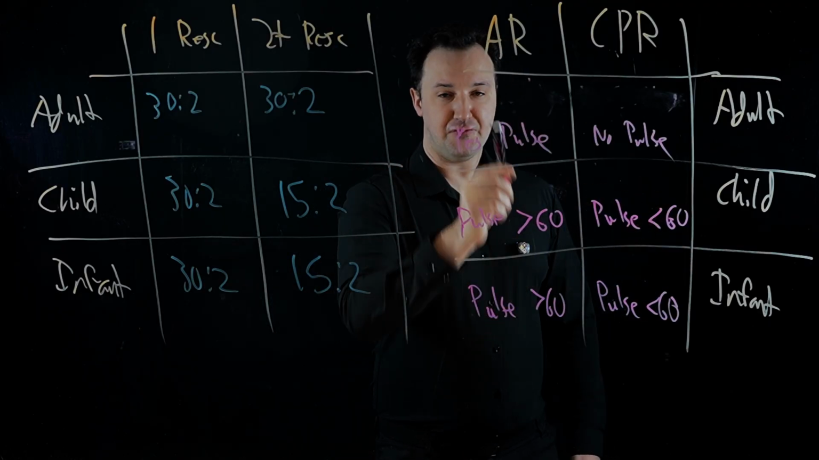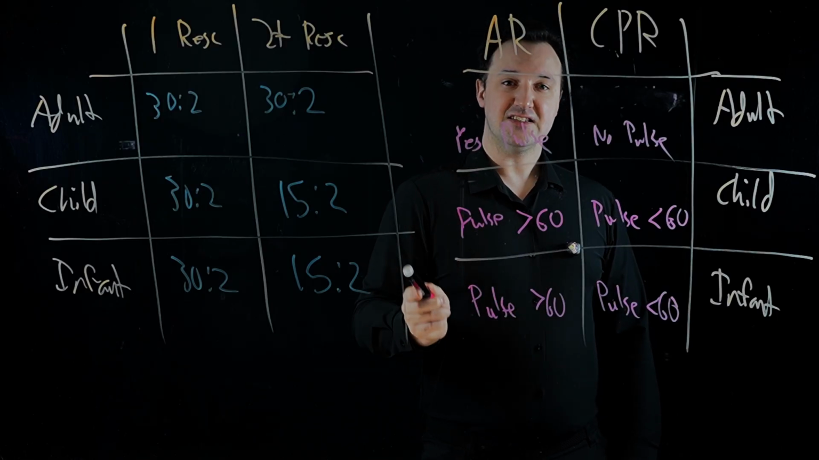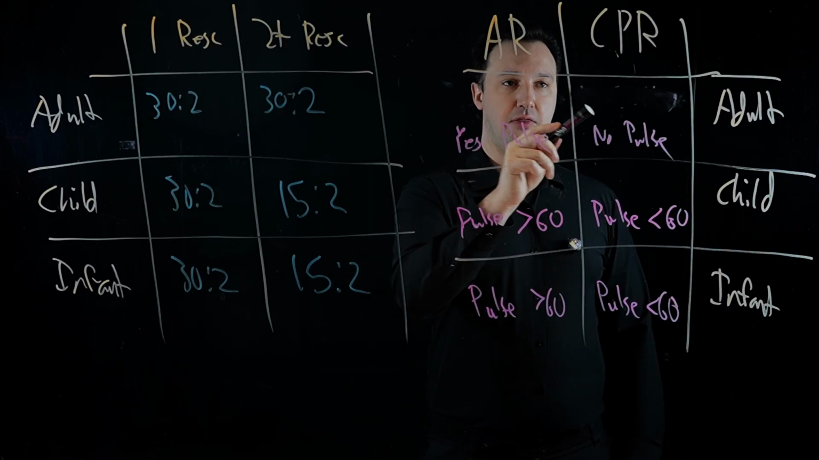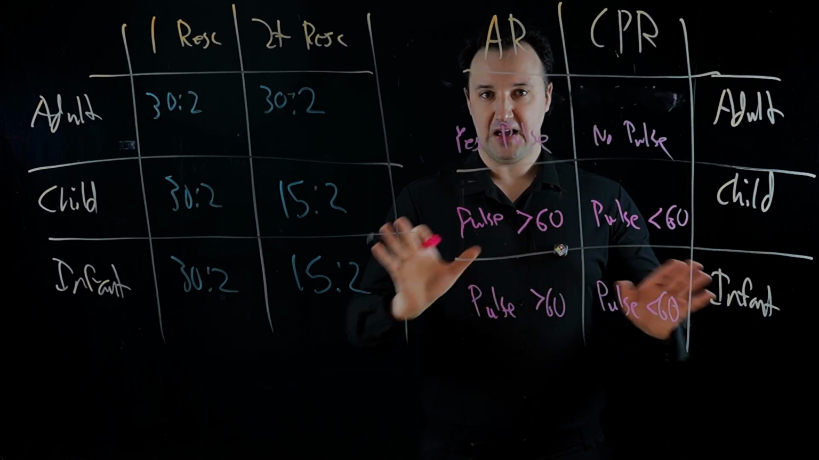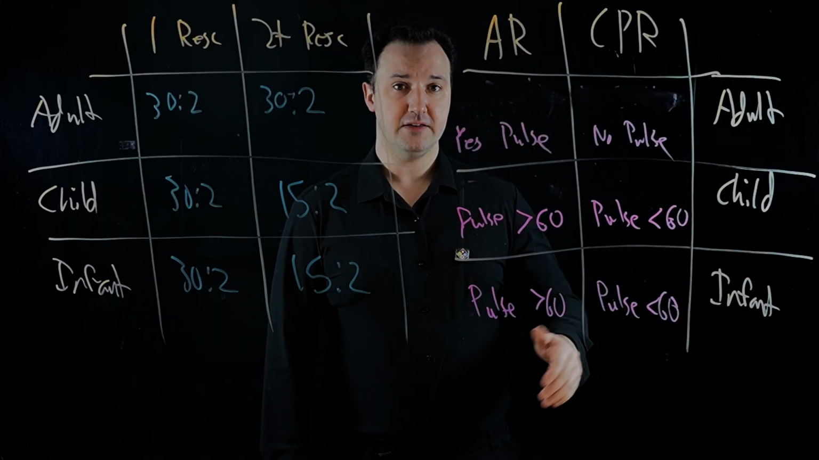That's it. Is it faster than a second count and they're not breathing? You're doing artificial respiration. Is it slower than a second count and they're not breathing? You're doing CPR. That's it. Don't overcomplicate it. This is something in a first aid course that you would want to practice a lot.